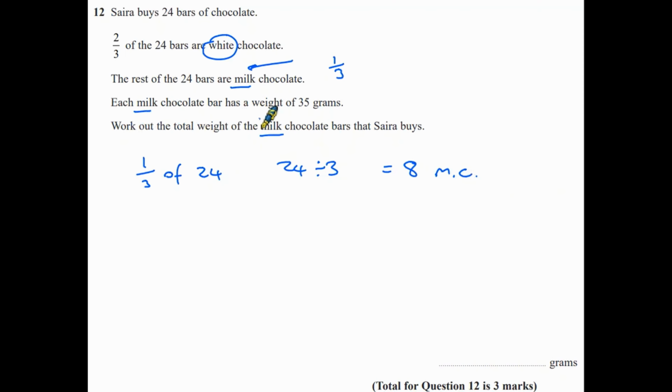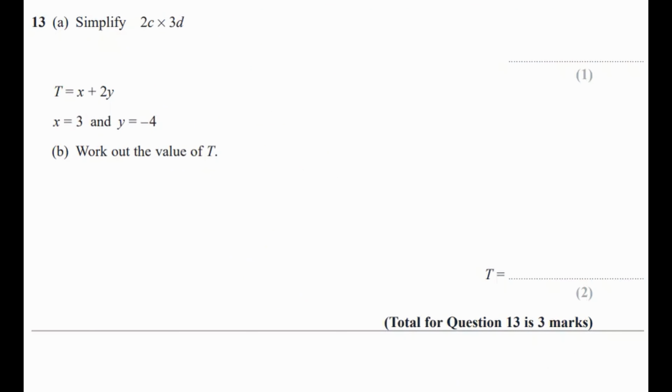Each milk chocolate bar has a weight of 35 grams. So that's 35 multiplied by 8. 8 times 5 is 40. Put the 4 up there. 8 threes are 24, plus the 4 is 28, so that's 280 grams.